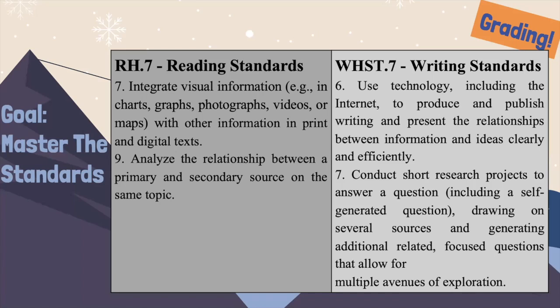Standard RH7, right? Integrate visual information with other information in print and digital text, okay? Analyze the relationship between a primary and secondary source on the same topic, okay? They have to, for writing standards, use technology, including the internet, to produce and publish writing. And note, this standard didn't pop in there because of COVID. They've always had to be technologically relevant and competent. Let's use it to our advantage, teachers. And it says when they need to present the relationship between information and ideas clearly and efficiently.